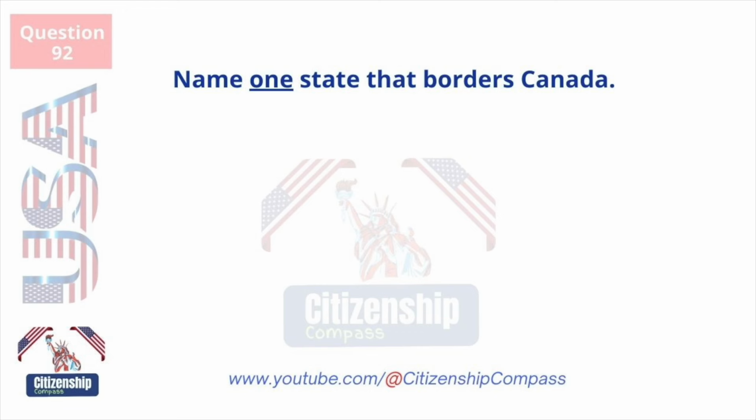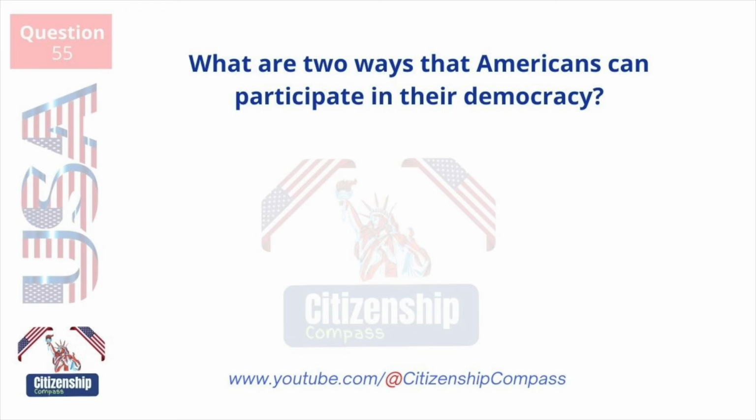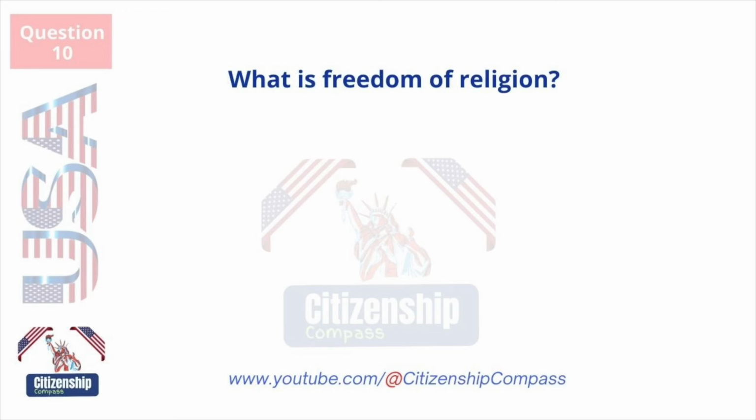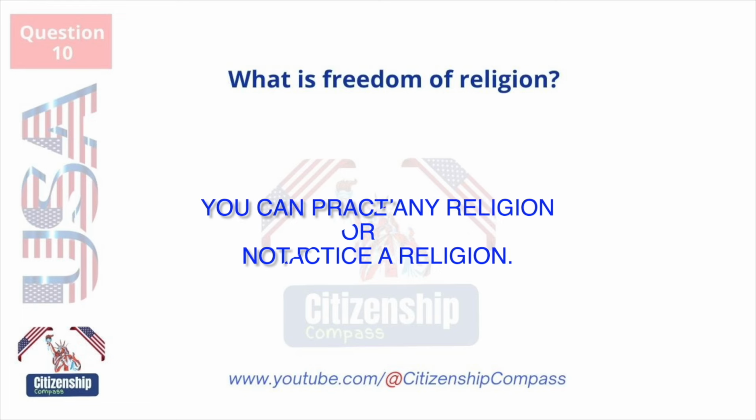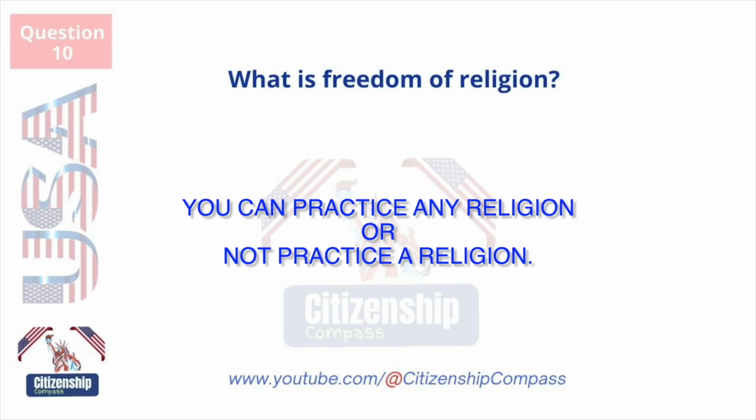Name one state that borders Canada. New York. What are two ways that Americans can participate in their democracy? Vote. Join a political party. What is freedom of religion? You can practice any religion or not practice a religion.